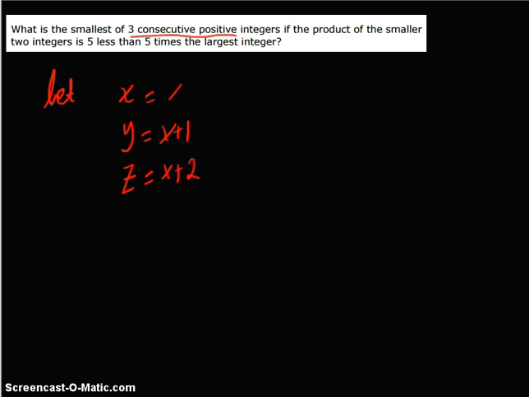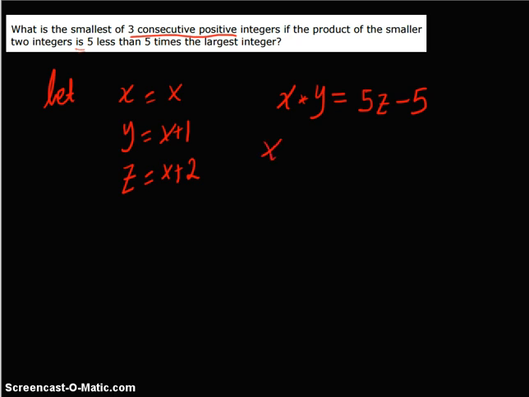Now once we have these, we can actually write an equation based on the second piece of information. The product of the smaller two integers, which in this case are x and y, where product means multiplication, is 5 less than 5 times the largest integer. So the largest integer is z, so 5 times z minus 5. So this reads as 5 less than 5 times the largest integer. After this, we can plug in y and z in terms of x.